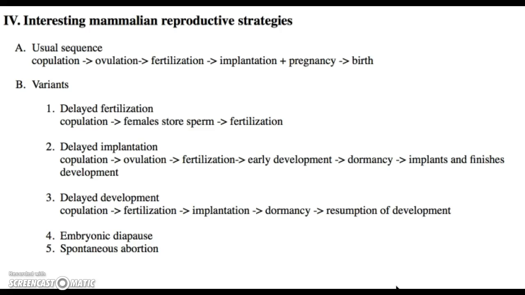The first is delayed fertilization, and it's just what the name implies. You have copulation, so the male and the female mate. The male transfers sperm to the female, but instead of ovulating right away, the female stores the sperm inside her uterus and fallopian tubes for a period of time. And after a while, fertilization occurs, ovulation occurs, and the whole rest of the cascade happens. The only mammals we see this in are bats.